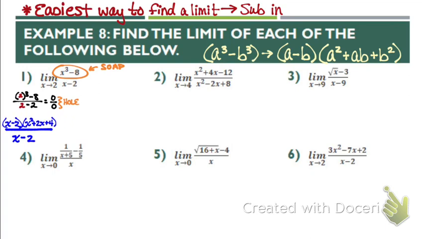When you get it in its factored form, what do you notice? x minus 2 is canceled. That's what is causing the hole there. So I'm going to take this right here and we're going to sub in again.